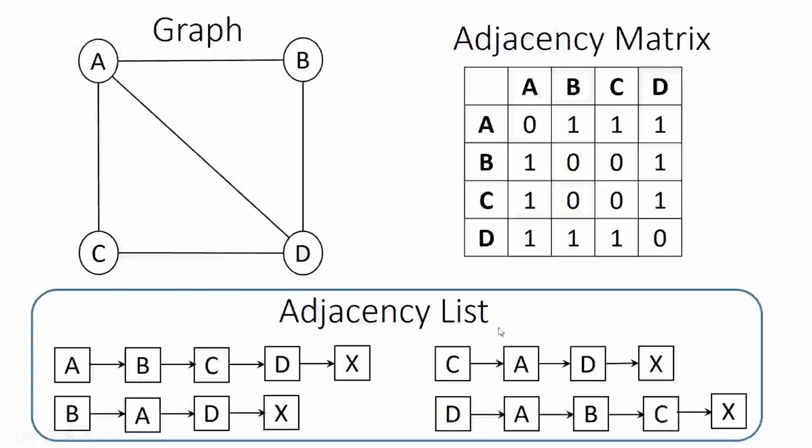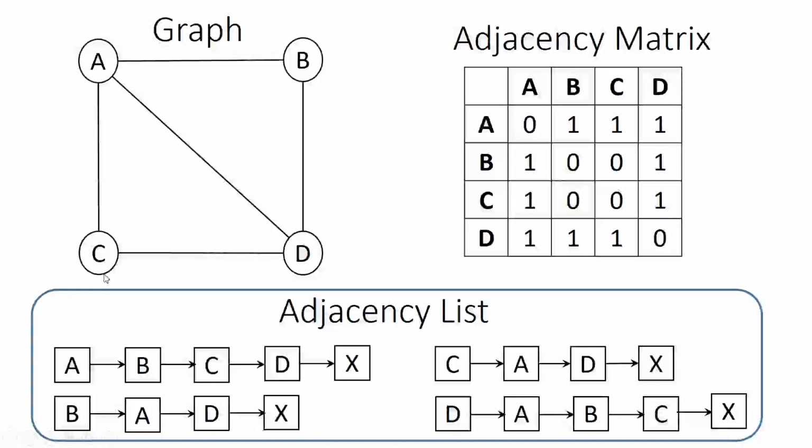Then the adjacency list. Here 4 lists will be there, depending upon the number of vertices. From A we have B, C, D, all connected. So A to B, C, D, then X. Then considering B, we have only edges to A and D. So B to A, D, X. X is nothing but a null pointer indicating the end of the list.